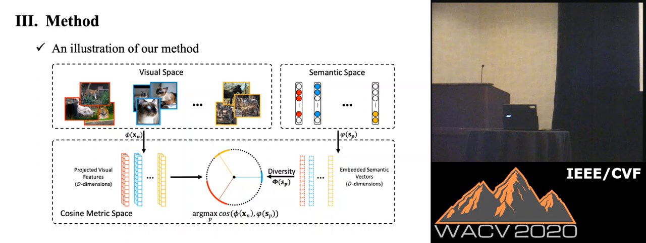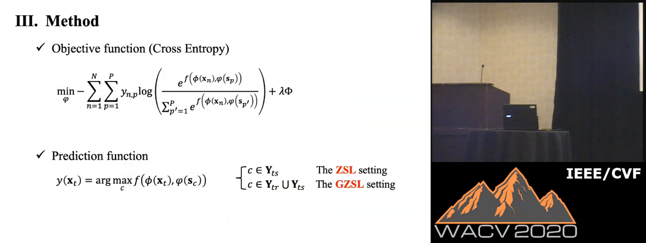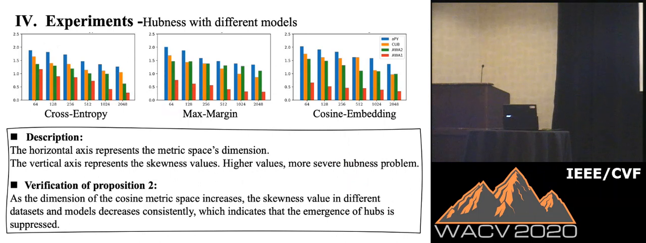The backbone of our method includes three components: the semantic network, the visual projection, and the prediction classifier with the diversity-based regularizer. Here are the objective and the prediction functions used in our method. We provide the experimental results to verify our model-agnostic conclusion. We can observe that as the dimension of the Cosine metric space increases, the skewness value in different models decreases consistently, which means that the emergence of hubs is suppressed.